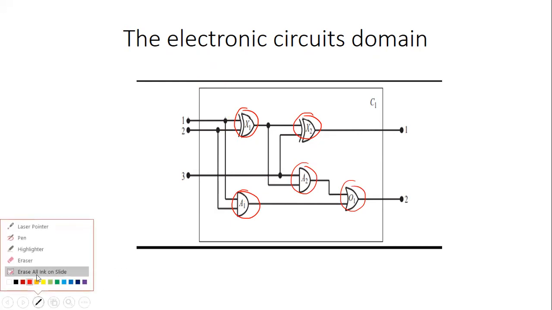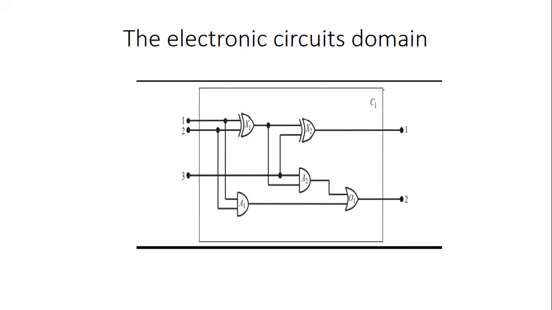And actually it contains three inputs. This circuit we are calling C1. This entire circuit is called C1. And this circuit C1 contains three inputs, 1, 2, and 3. And it contains two outputs. These are the two outputs.